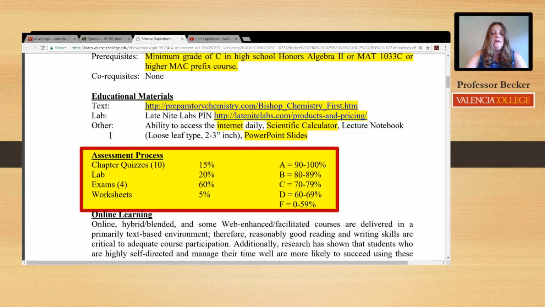So other things that you have to be able to do, you have to be able to access the internet on a daily basis. You need to bring a scientific calculator with you to every lecture. I highly suggest you have some type of lecture notebook that has a 3-ring in it so that you can print out all the PowerPoint slides, punch holes in them, and put them in the binder. When you're printing the PowerPoint slides, I suggest that you do not print them in color, and I do suggest that you print 2 to 3 slides per page.